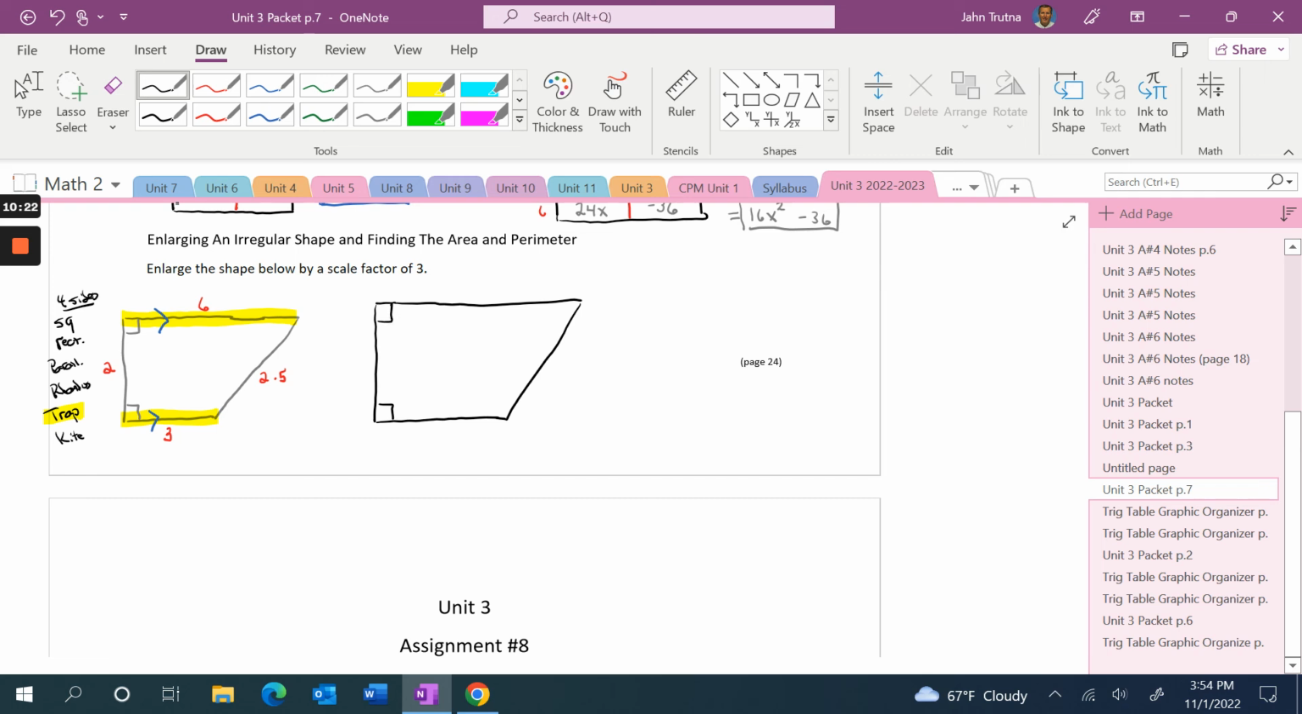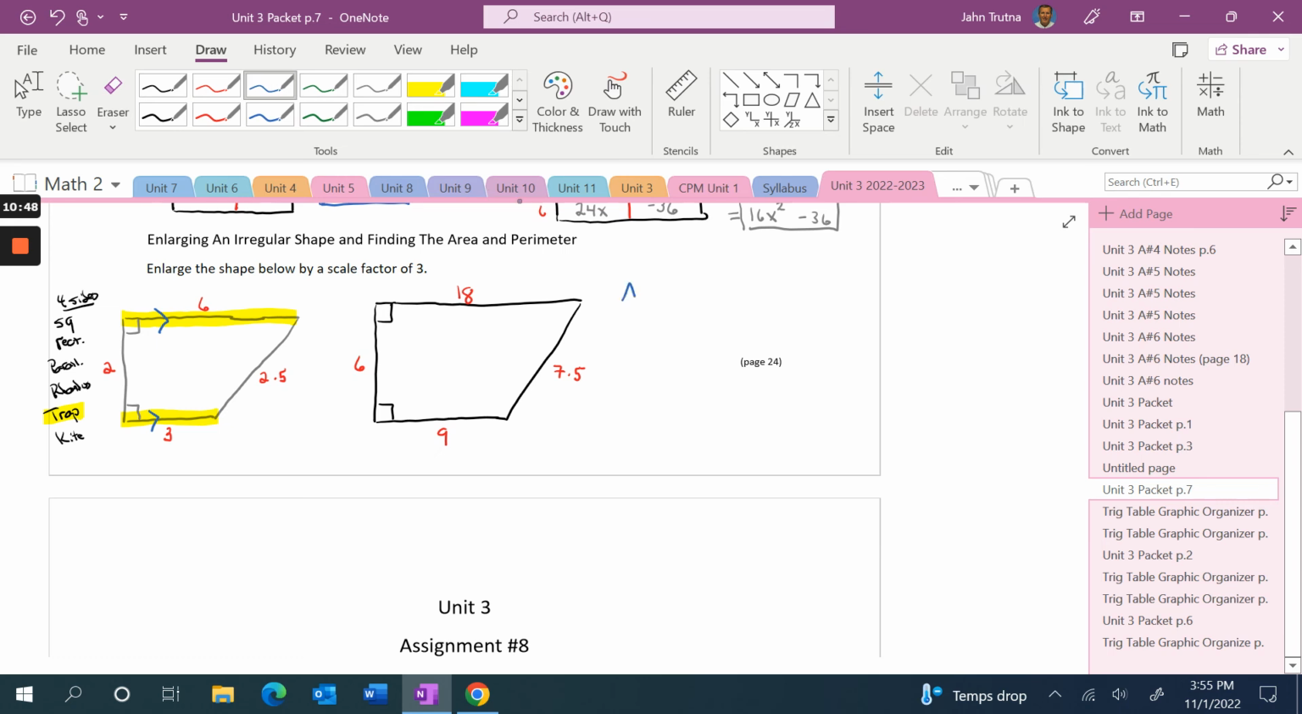Now, remember, when you enlarge something, the angles don't change. So the two 90-degree angles stay the same, but all the sides are going to become 3 times bigger. So 2 times 3 is 6. 6 times 3 is 18. 3 times 3 is 9. And 2.5 times 3 is 7.5. So this is the shape that I'm going to find the area of, okay?